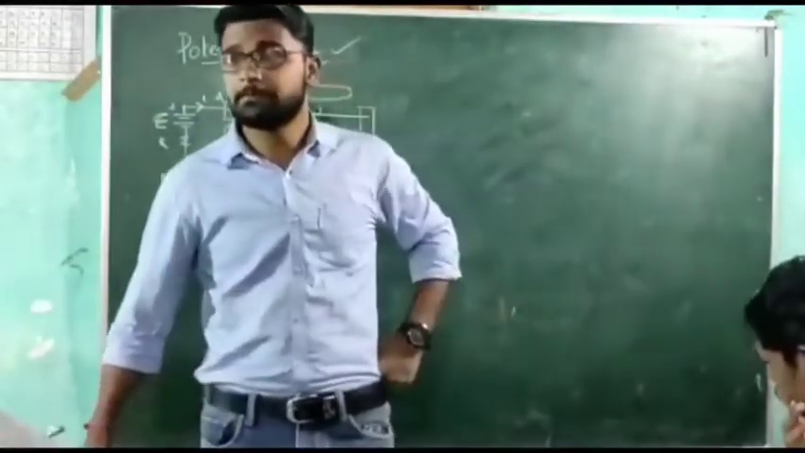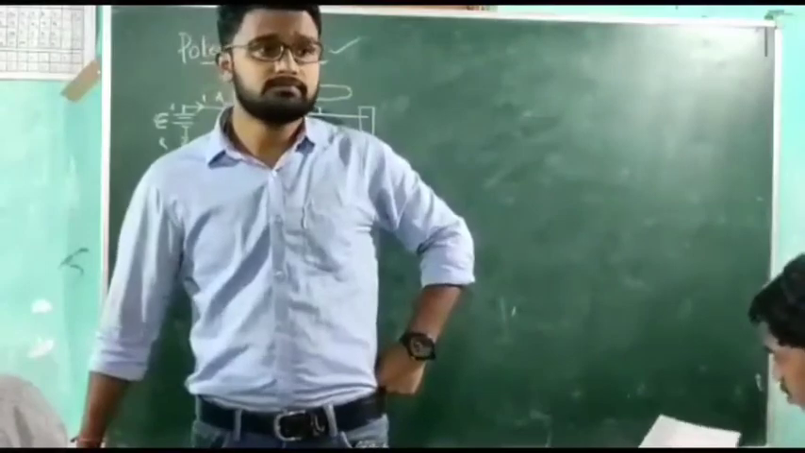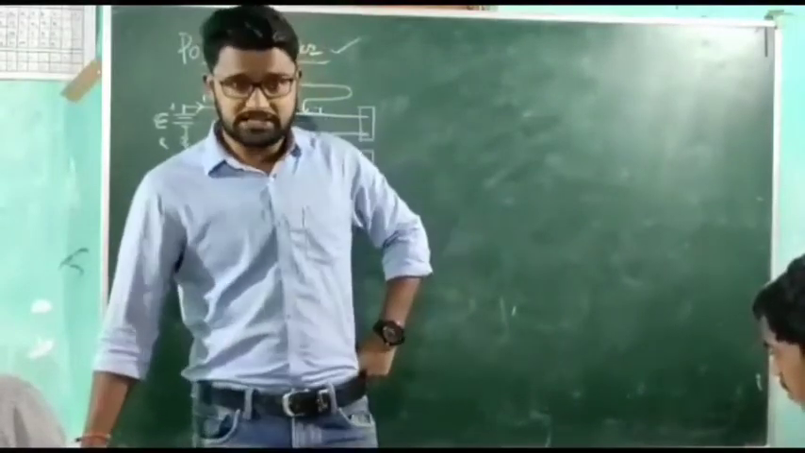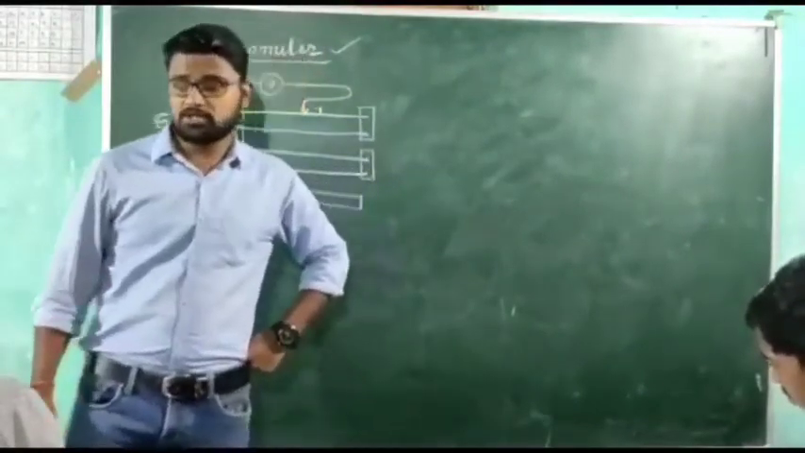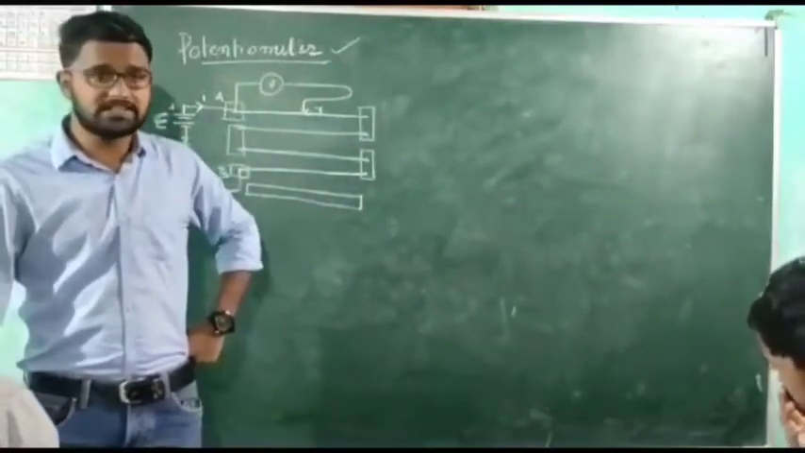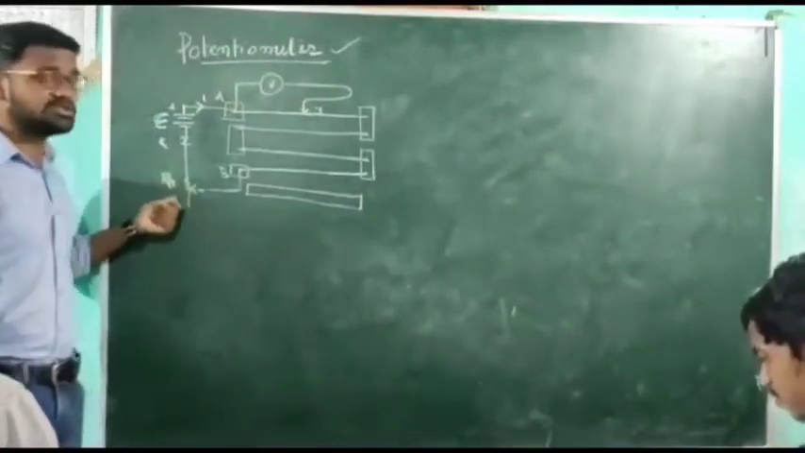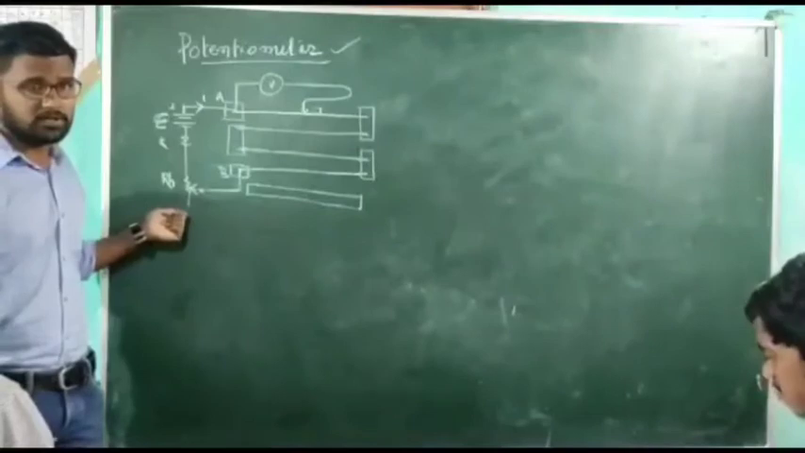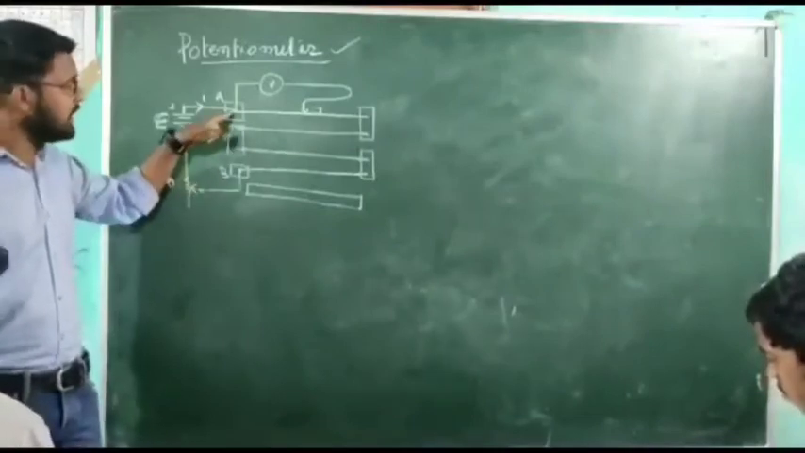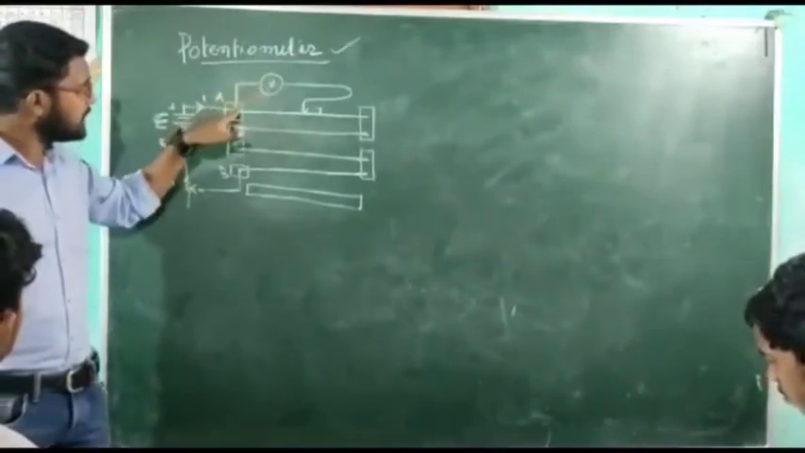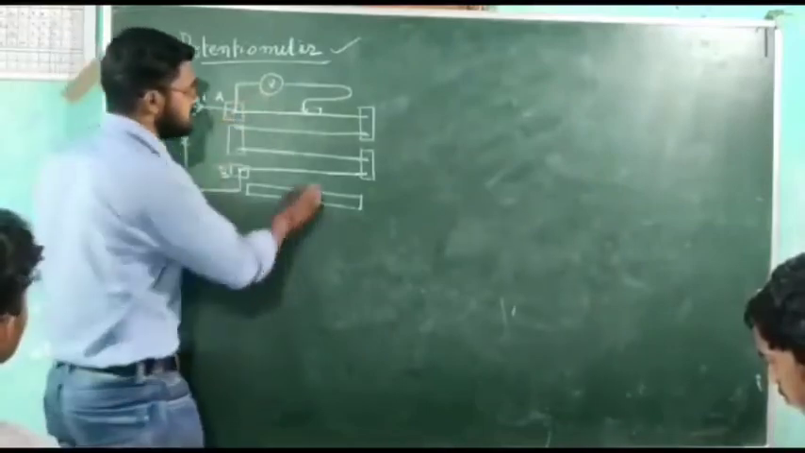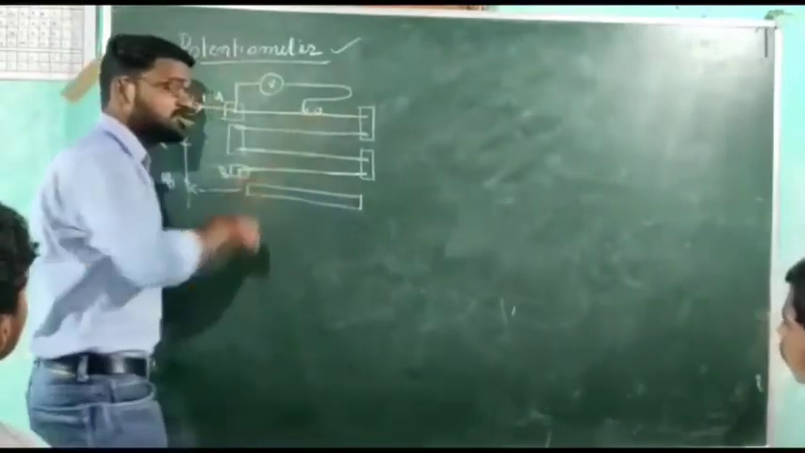is also known as anyone? Variable resistance. Rheostat is a variable resistance, that means we can vary the resistance using this rheostat. Then finally we have a voltmeter connected to a point and which is further connected to a jockey.